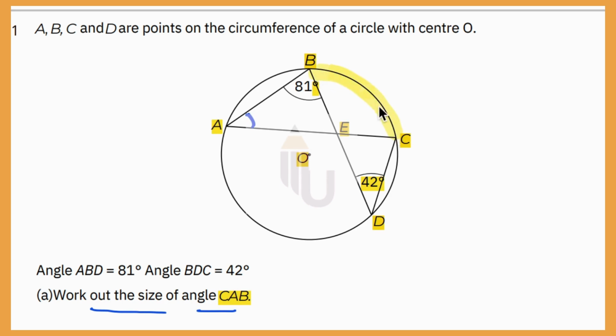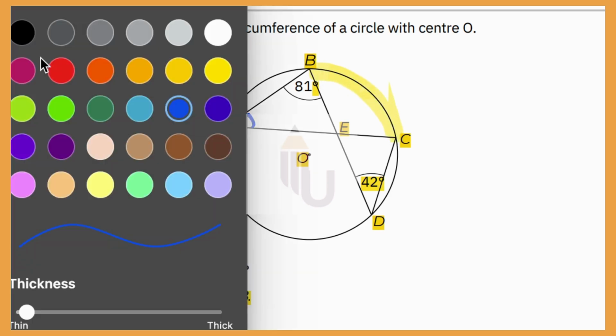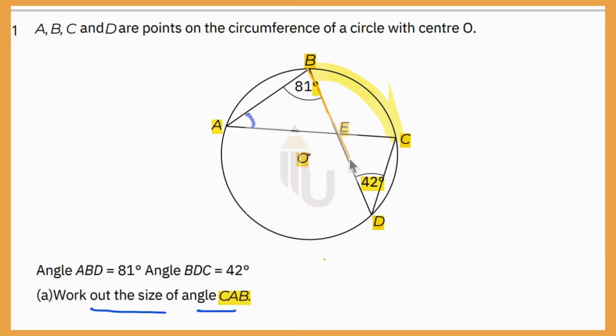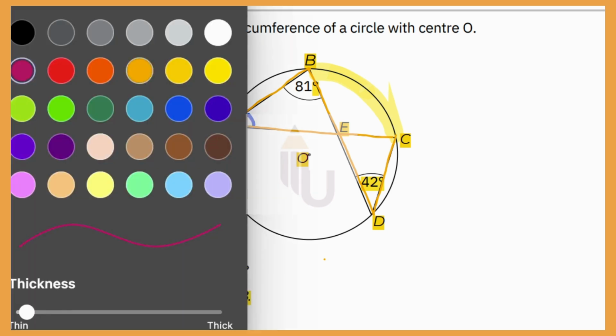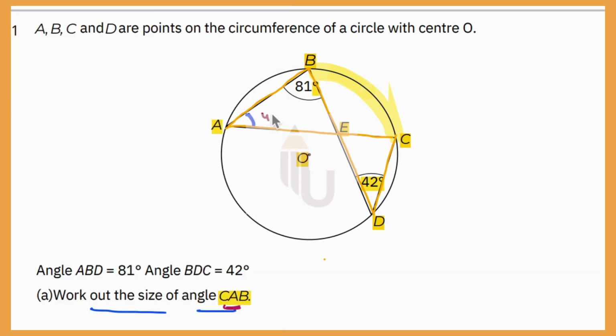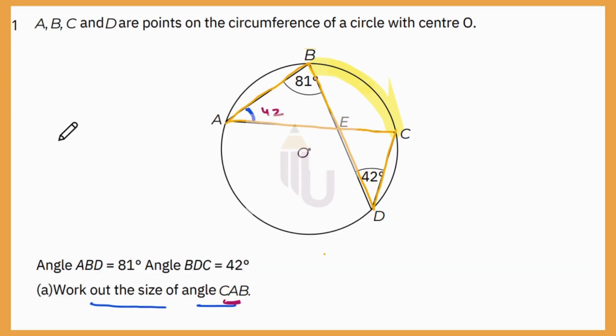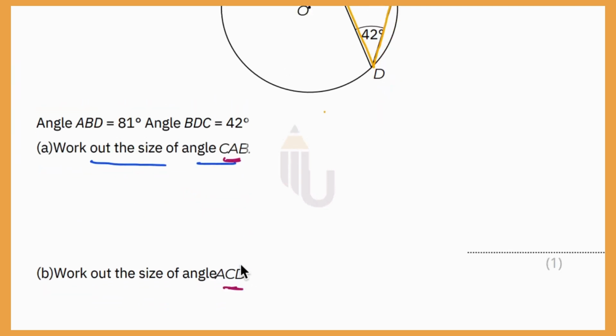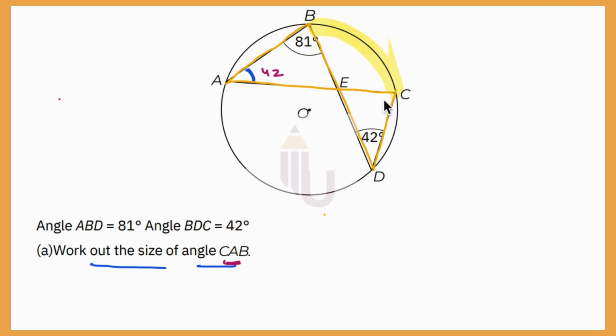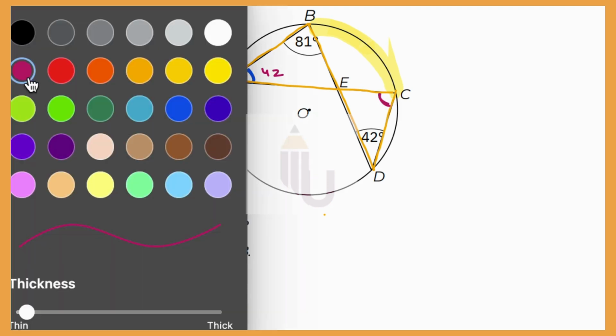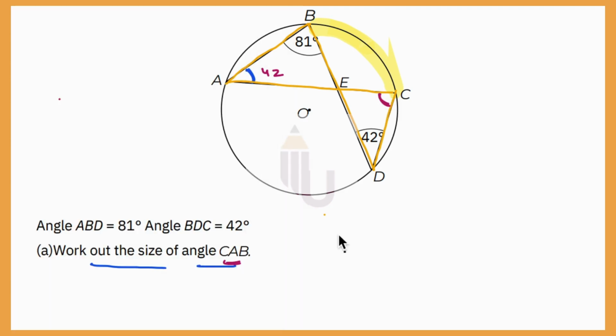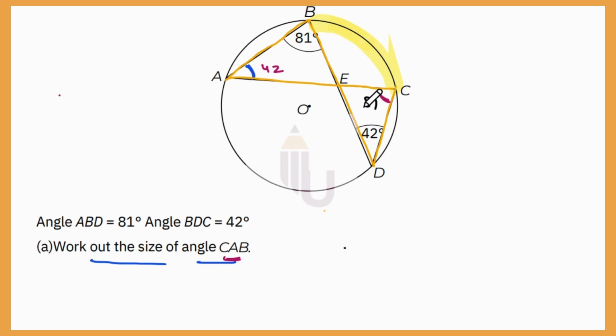Okay, if you look at the arc BC, this arc BC is making an angle of 42 with respect to the circle. So the same angle 42 will be for this as well. So I can say that angle CAB will be 42. Then comes the next part, angle ACD. ACD, this is ACD. Okay, so if you remember the theorem, angles in the same segment are equal, then this will be 81, reason: angles in the same segment.